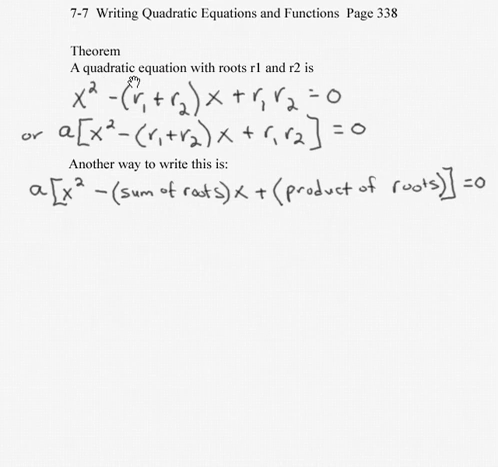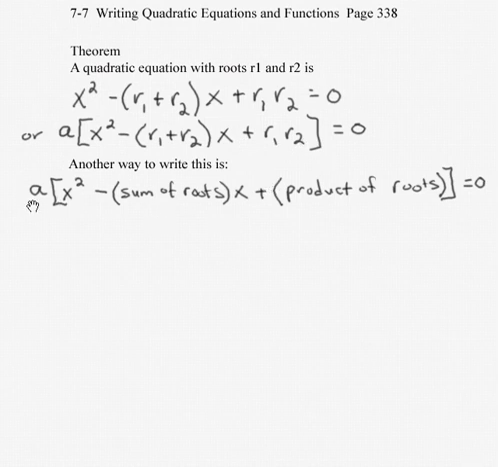If you have a quadratic equation where our two solutions are r sub 1 and r sub 2, then my equation is x squared minus (r sub 1 plus r sub 2) times x plus r sub 1 times r sub 2 equals 0. Or we might have to take that entire equation and multiply it by some number. So it would be a times the quantity x squared minus (r sub 1 plus r sub 2) times x plus r sub 1 times r sub 2 equals 0.